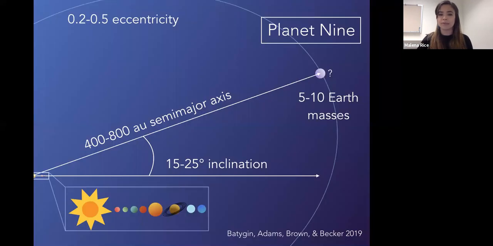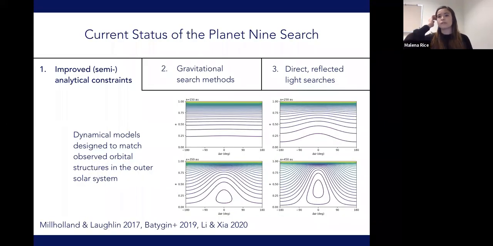So this is just a slightly more visual depiction of what Planet 9's orbit might look like, so what those orbital elements actually mean. A few different groups have been searching for this planet in a variety of ways since it was proposed. So the first method you can use is dynamical analysis to narrow down where the planet could be based on how it would interact with various solar system minor planet populations.